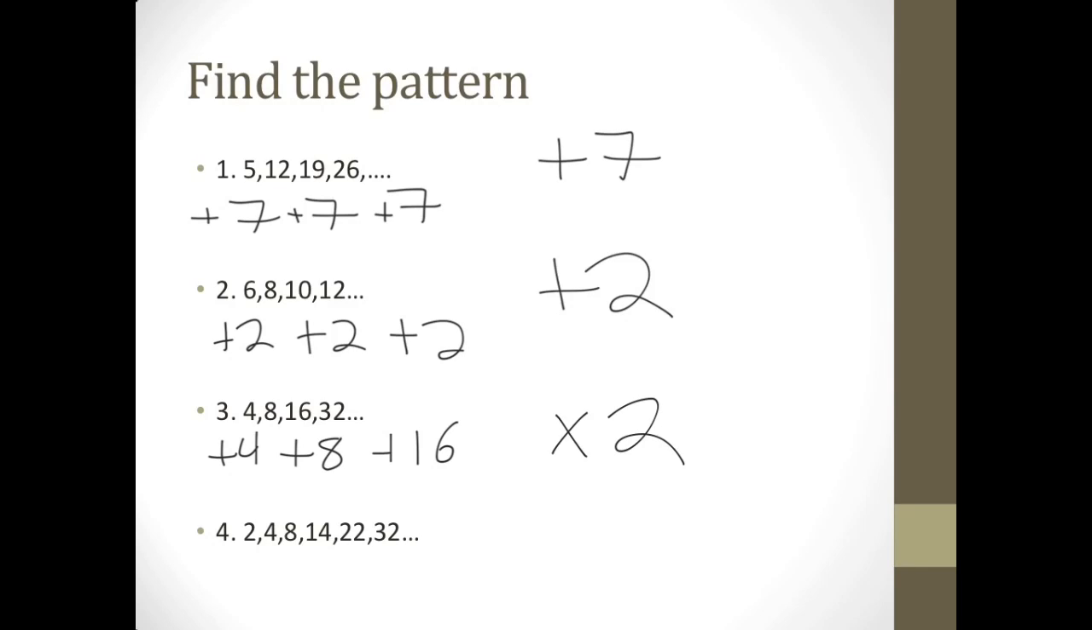Looking at our last sequence, again we're going to identify our common differences. From 2 to 4 we're adding 2, then we're adding 4, then we're adding 6, then we're adding 8, and lastly from 22 to 32 we are adding 10. Again our differences are not the same, but we can notice a pattern here. We added 2, then 4, then 6, then 8, then 10, so we are adding consecutive even numbers.